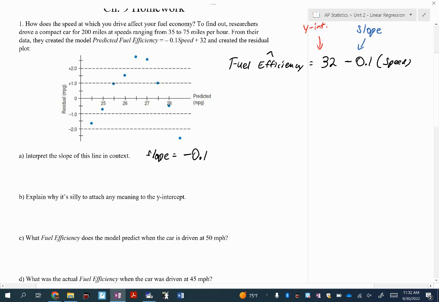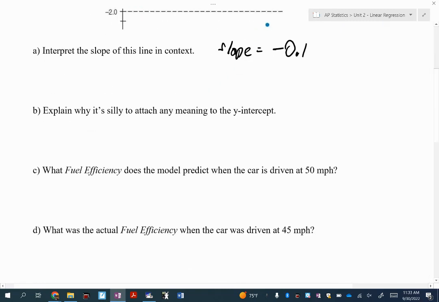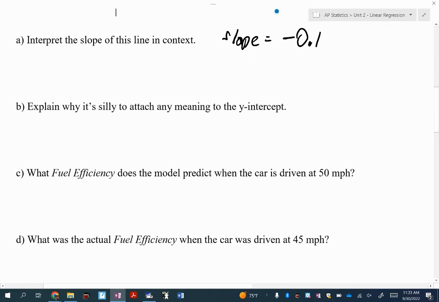Well, let's actually think about what's one speed. 1 mile per hour faster that I'm driving the car. What's going to happen to my fuel efficiency? Go down. Go down by. If you say go down, you don't have to say negative. Go down by 0.1 what? Miles per gallon. Miles per gallon. Very good. I know you're like, stop asking me questions, but these are the questions I got to ask you.